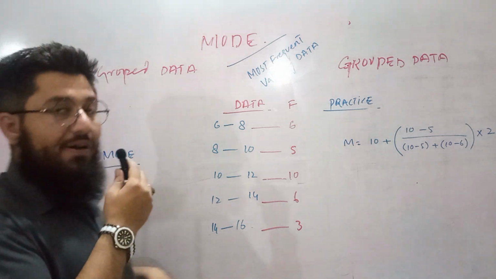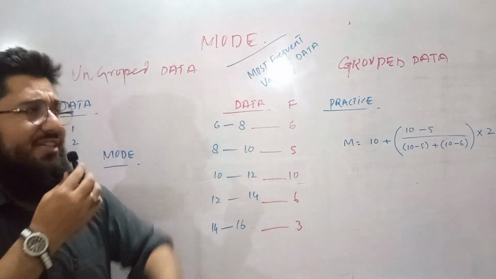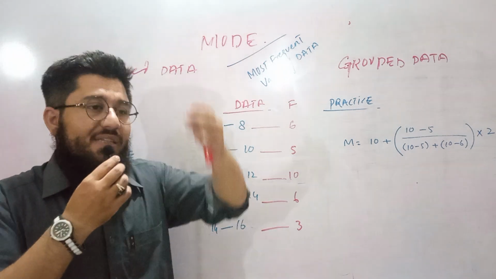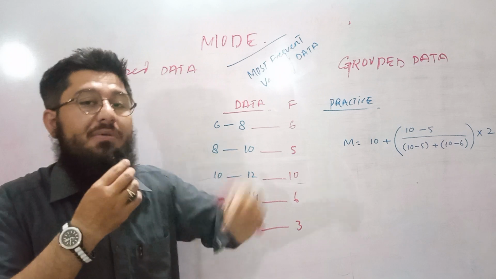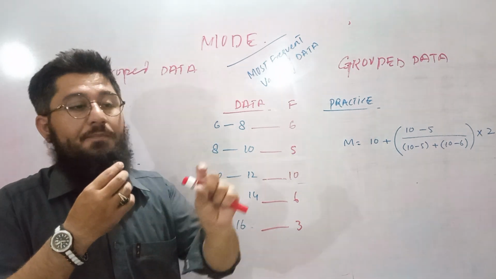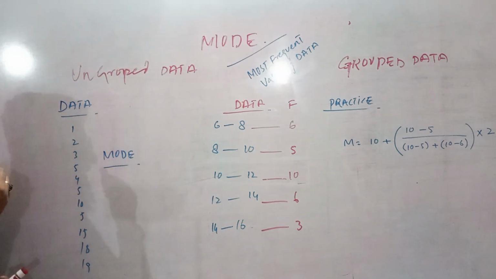Before going to find it, let's first know what the mode actually is. Mode is simple. It is the most frequent value of the data. In the entire data, if a value is repeating time and again, that value is called the mode. So let's get to this one.